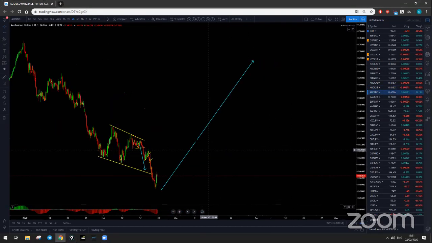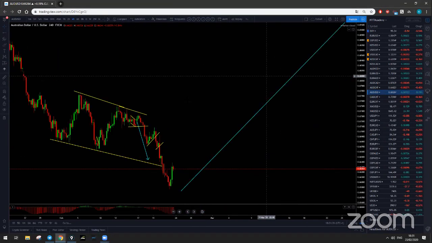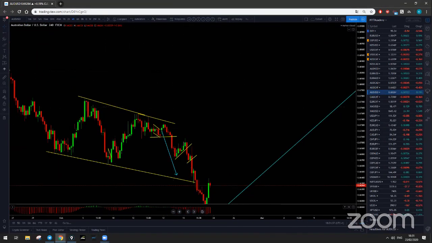Aussie USD went down really perfectly. We were watching that, we took that trade. As you can see, the price is struggling over there. We took that sell, we also took that sell. Price went down, we took off our profit.